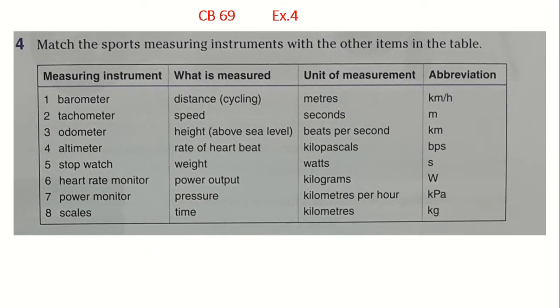Our first task is task 4. Match the sports measuring instruments with the other items in the table. As you can see, there are 4 columns. Measuring instrument, what is measured, unit of measurement, and abbreviation. Our task is to match each measuring instrument in the first column here with one item in each column. We will do the first 2 together and you will do the rest by yourselves.